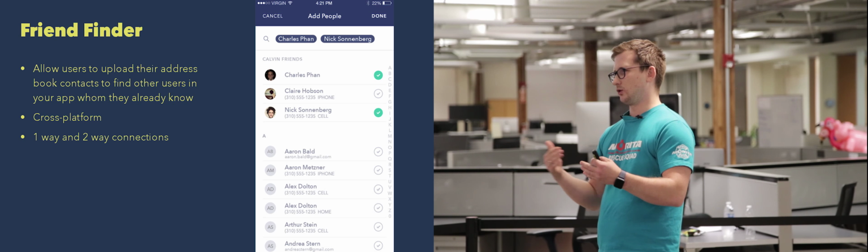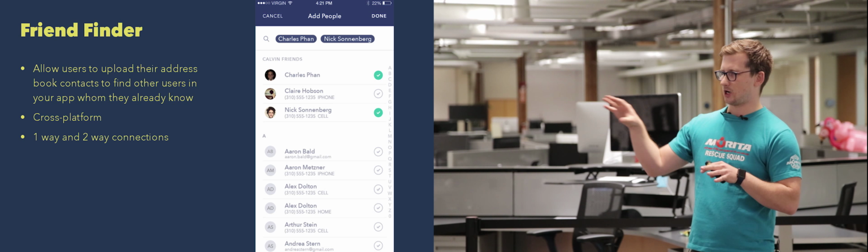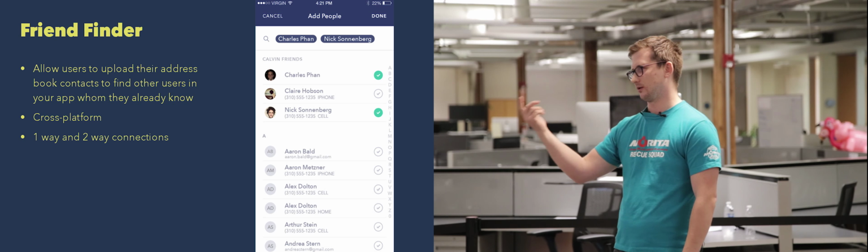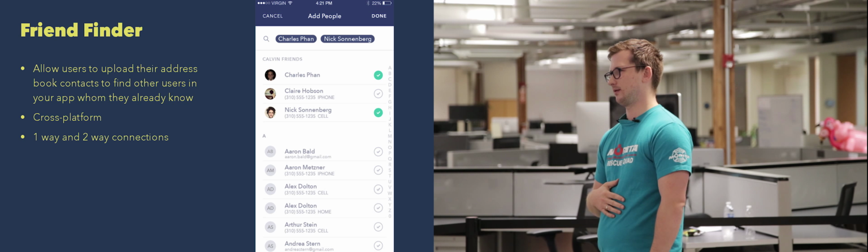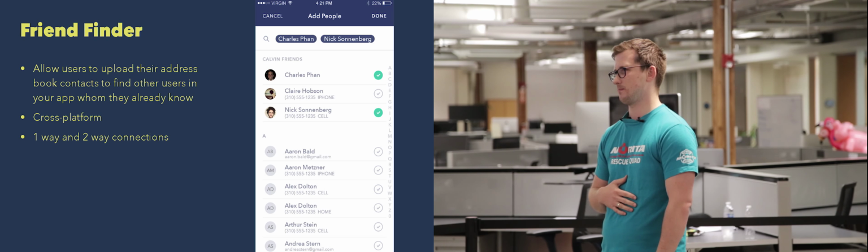And like I said, it's one-way and two-way connection. So if I don't have Charles in my contact list, but Charles has me in his, I'll see him regardless. Well, I won't see him, but I'll see the digits ID, and if you can make a lookup, you can show that someone that is not in your contact list is already using the app.